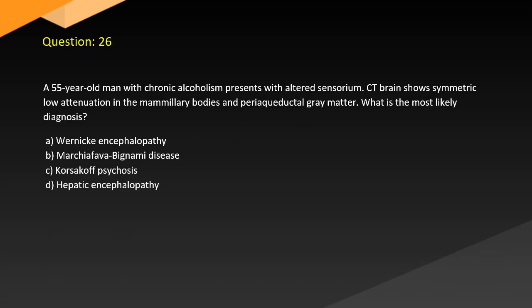Question 26. A 55-year-old man with chronic alcoholism presents with altered sensorium. CT brain shows symmetric low attenuation in the mammillary bodies and periaqueductal grey matter. What is the most likely diagnosis? A. Wernicke encephalopathy. B. Marchiafava-Bignami disease. C. Korsakoff psychosis. D. Hepatic encephalopathy.